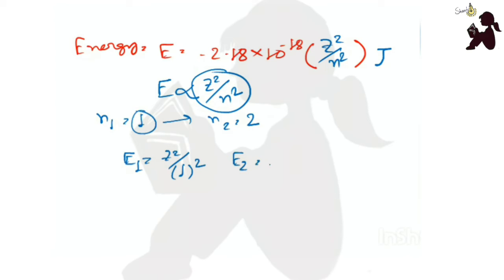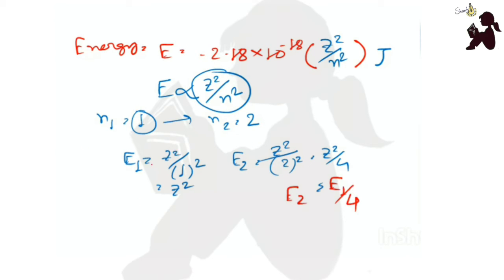So what will be the E2? E2 is Z square by 4. So we can easily write it from the previous equation, because E1 has come Z, so we can write it like this. So E2 equals E1 by 4.